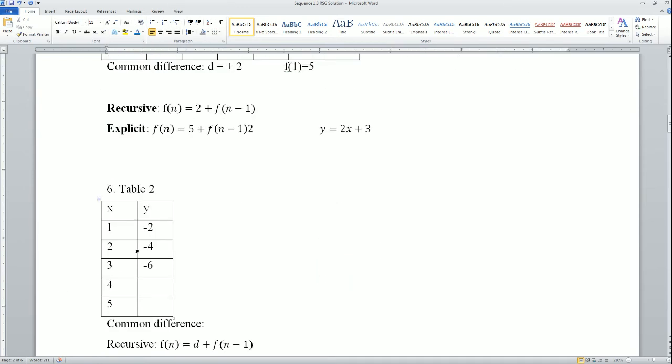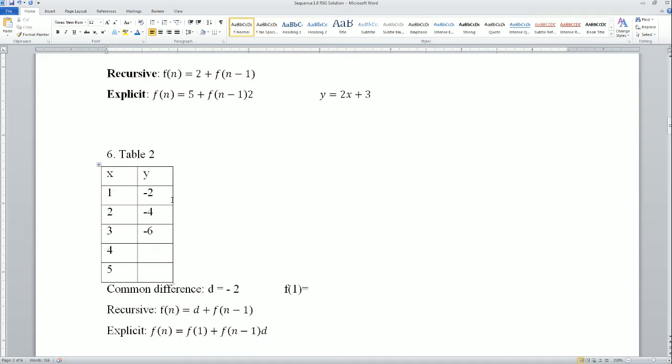Alright, good. Next one, going from -2 to -4 to -6. It seems like I am adding a value of -2. Right? So that is my common difference. Again, this is going to be arithmetic because it's going up to each term by adding the common difference of -2. Right. I also want to find my first term. My first term here looks like it is -2.